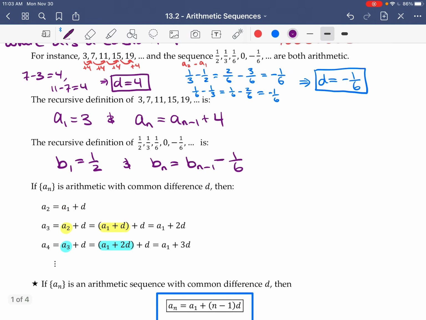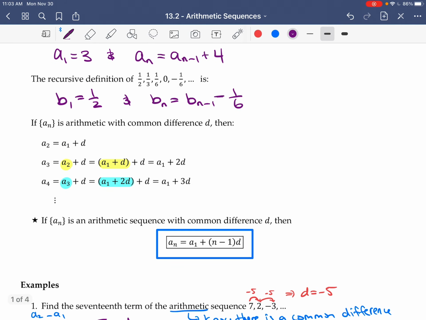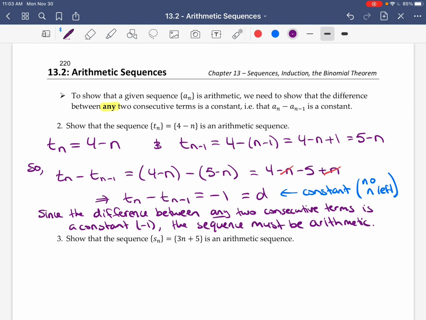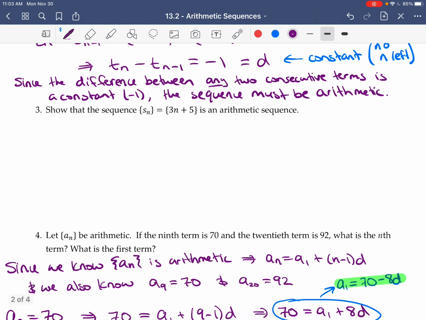So we have a formula for the arithmetic sequence. Remember, if you know it's an arithmetic sequence, then instead of using the recursive definition, a closed form definition would be a_n equals a_1 plus (n minus 1) times d. Now the next thing we want to do is show that a sequence is arithmetic. So for example 3 here, we want to show that this sequence is arithmetic.